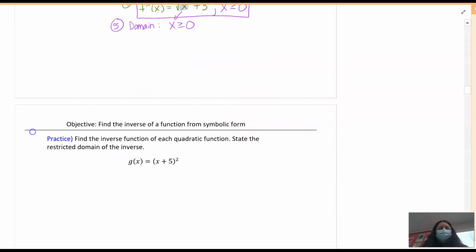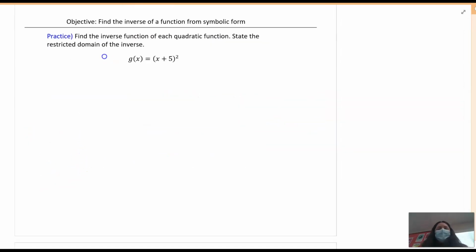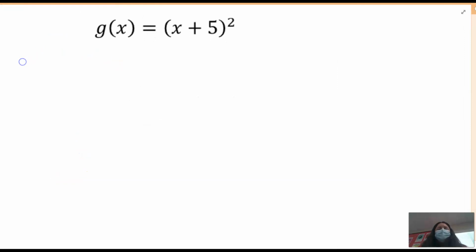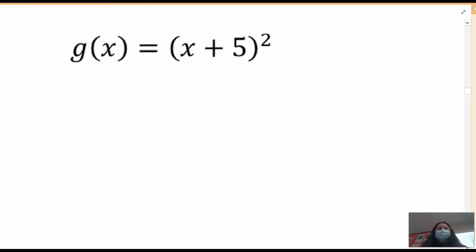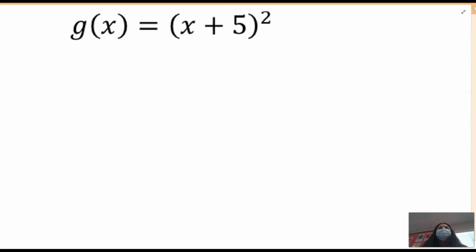So for the next one, go ahead and practice this one. I want you guys to do this on the whiteboards. So have conversations with people in your group to solve for this one.